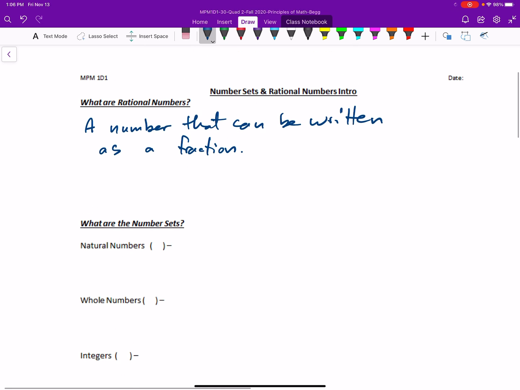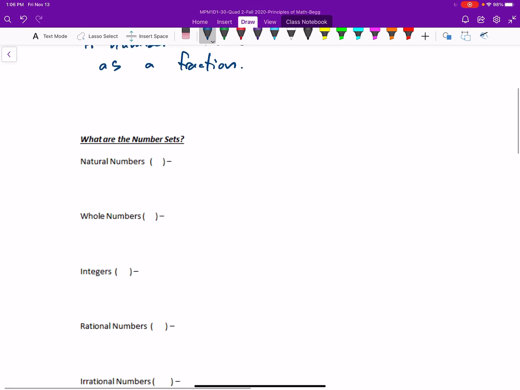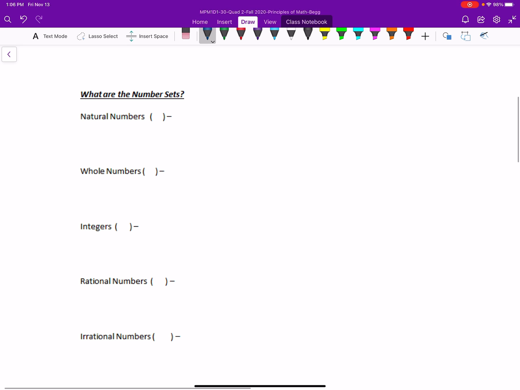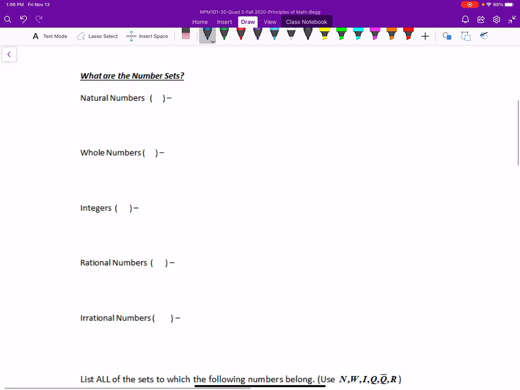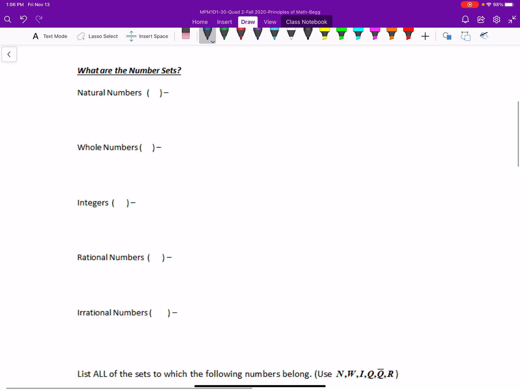And by the way, rational numbers are a number set. They're a type of numbers, just like natural numbers, whole numbers, integers. You've heard these types of numbers before. Rational numbers are another kind. So natural numbers, we use the letter N to represent them, and those are the numbers 1, 2, 3, etc. No decimals. Or negative numbers.